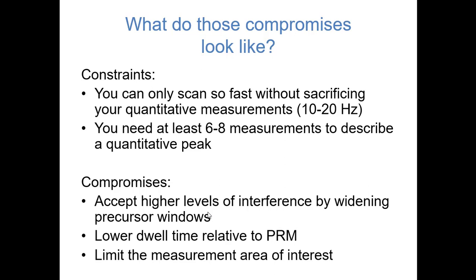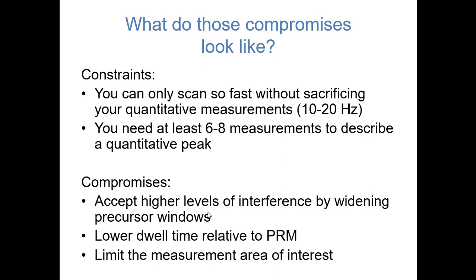And constraint number two is that to measure that peak, you need these 6 or 8 points across that peak. And so one of the issues with this is that the only way that we can get regular enough scans to get 6 or 8 points across, say, a 30-second peak, is that we have to have fairly wide precursor isolation windows. And these wider windows allow a lot more interfering peptides, because we're not fragmenting one peptide at a time, we're co-fragmenting a bunch of peptides simultaneously.